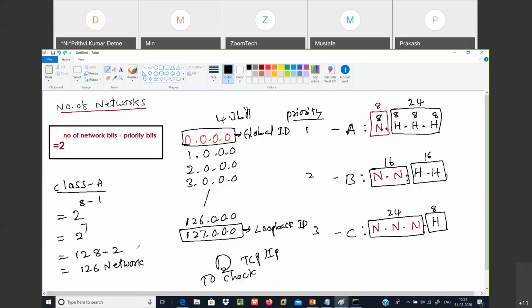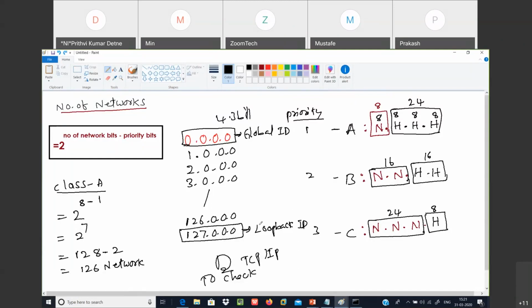So the reason here, two networks are minus. Why minus 2 here? One for global ID and one more for what? Loopback ID. So this minus 2 is only for class A. No class B, no class C. Only class A.